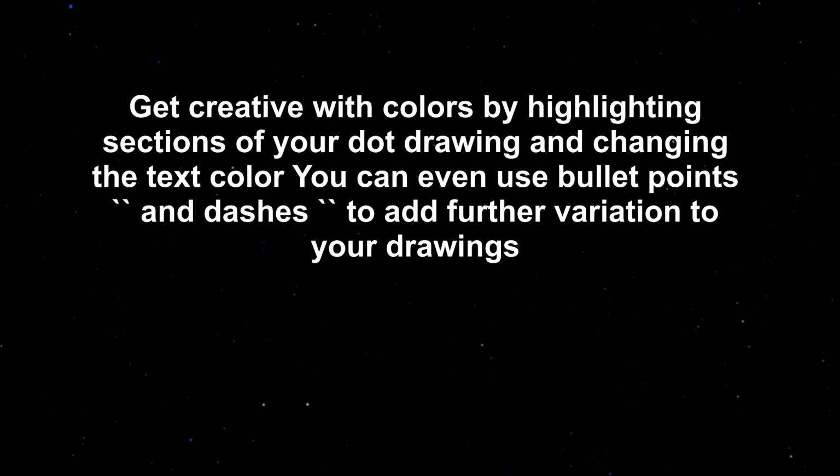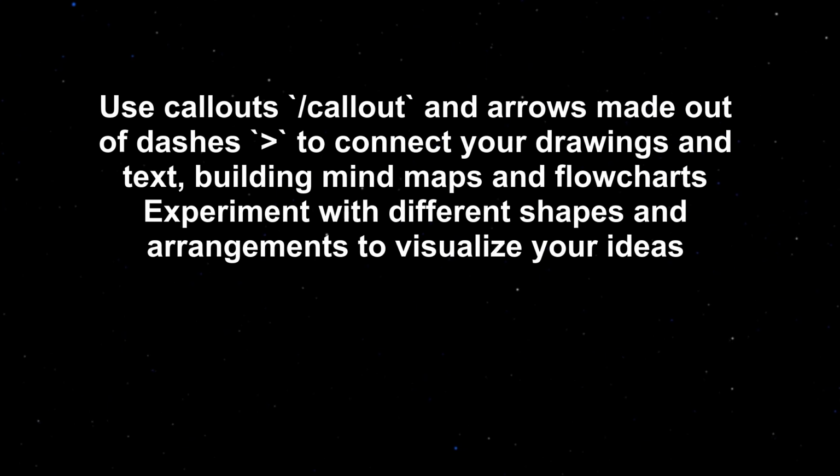Get creative with colors by highlighting sections of your dot drawing and changing the text color. You can even use bullet points and dashes to add further variation to your drawings. Use callouts and arrows made out of dashes and greater-than signs to connect your drawings and text, building mind maps and flowcharts. Experiment with different shapes and arrangements to visualize your ideas.